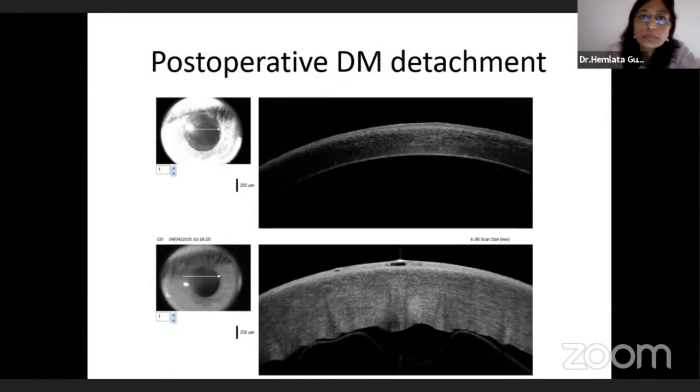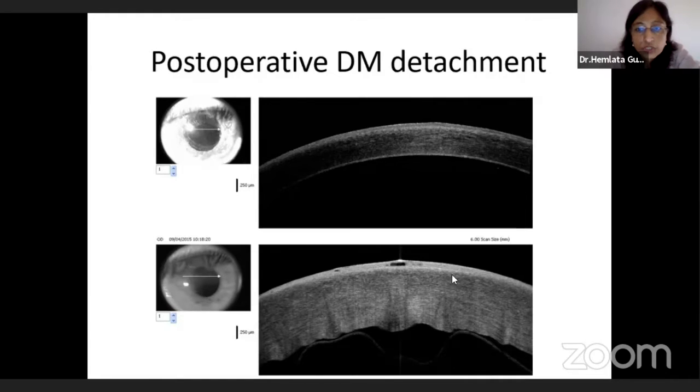Now almost 14% of DM detachments are actually picked up on anterior segment OCT. The reason is that on day 1, if there is significant corneal edema because of the DM detachment, we are not able to see whether the detachment is there or not, what the extent of detachment is, and whether it is linear or non-linear, on which our management will depend.